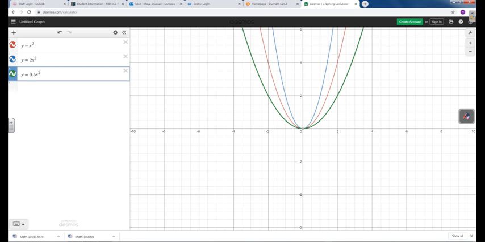The point will be (1, 0.5). Yep. So it will be more down, like lower.